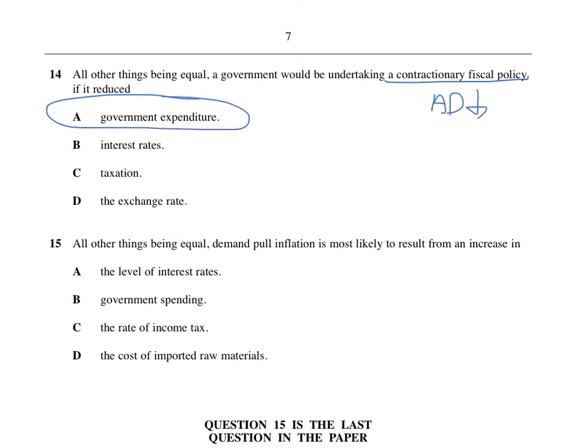Right, why is B wrong? B is wrong because that is monetary policy. C is wrong because if they increase taxation, that would actually be an expansionary fiscal policy, and it would make AD go up, so that's wrong. And finally, D is wrong because the exchange rate is part of monetary policy.